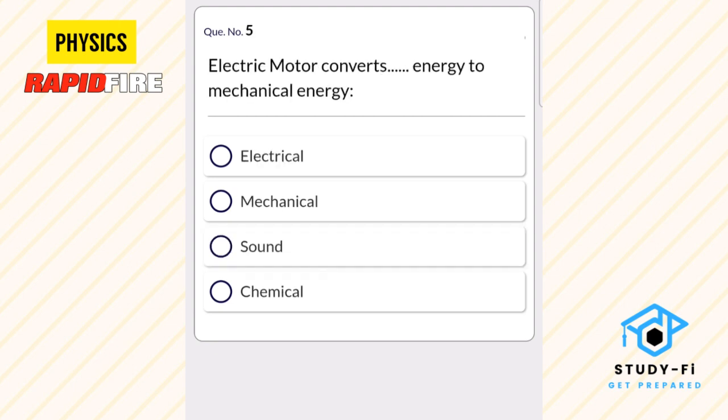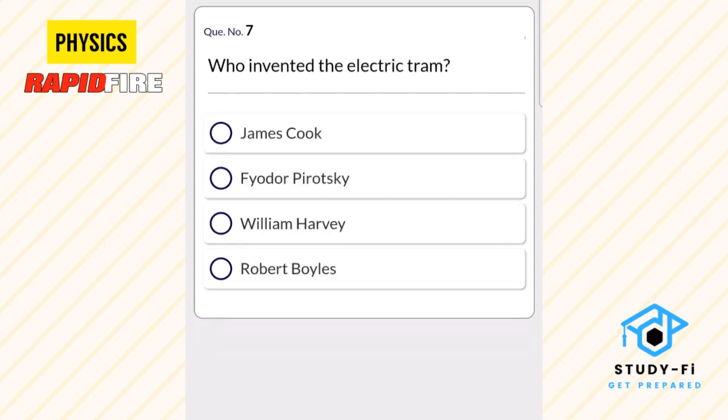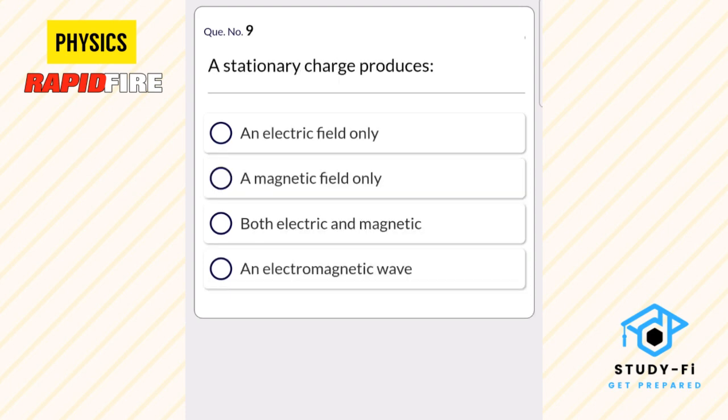Electric motor converts dash energy to mechanical energy. Electrical. Which of the following cells convert electrical energy into chemical energy? Electrolytic. Who invented the electric tram? Fyodor Pirotsky. In SI, unit of electric field is Newton per Coulomb. A stationary charge produces an electric field only.